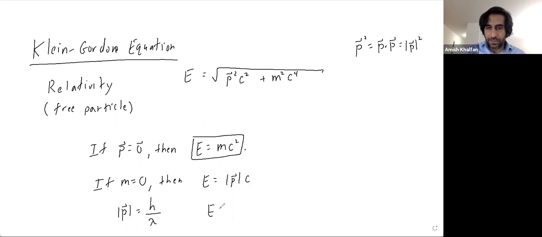So then our energy for a massless particle moving through space is going to be h over lambda times c, or if you'd like, h times c over lambda.